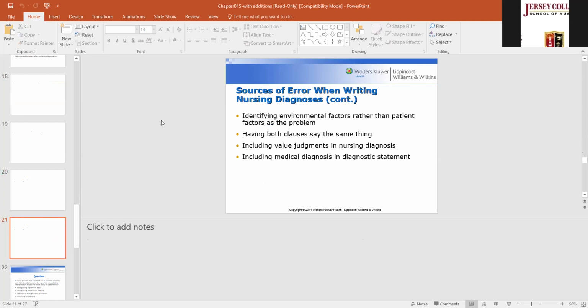So identify environmental issues rather than the patient having a problem. We want to stick towards the patient. Both clauses should not say the same thing in your nursing diagnosis. Each thing is going to be something separate. Don't include your value or your judgment in the diagnosis. And don't use medical diagnosis in the diagnostic statement, which we already talked about.